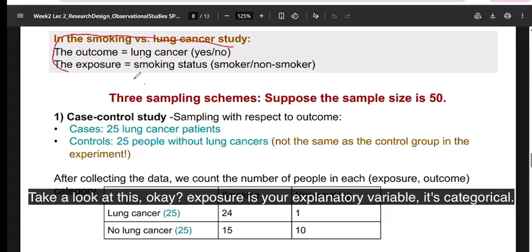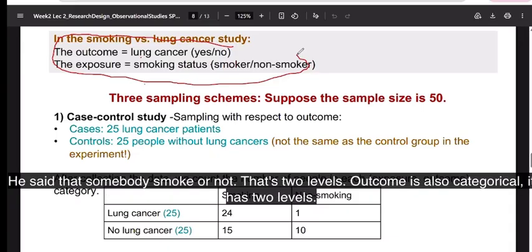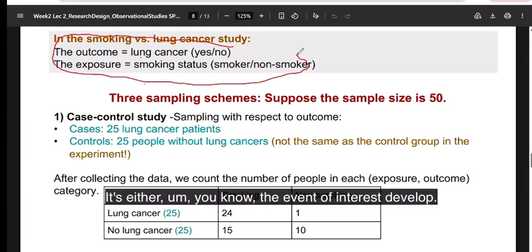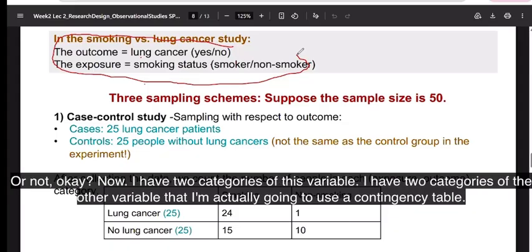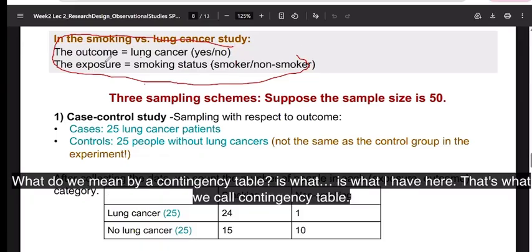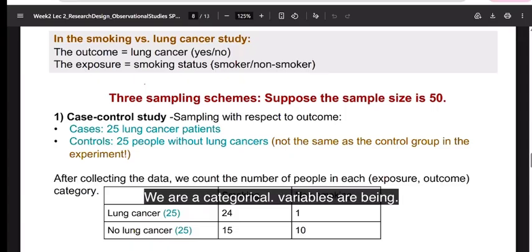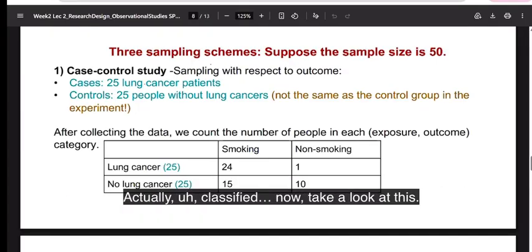Exposure is the explanatory variable, and is categorical. It's either somebody smokes or not. That's two levels. Outcome is also categorical. It has two levels. It's either the event of interest develops or not. Now I have two categories of this variable and two categories of the other variable, so I'm going to use a contingency table. What do we mean by contingency table? It's what I have here. That's what we call contingency table, where categorical variables are classified.